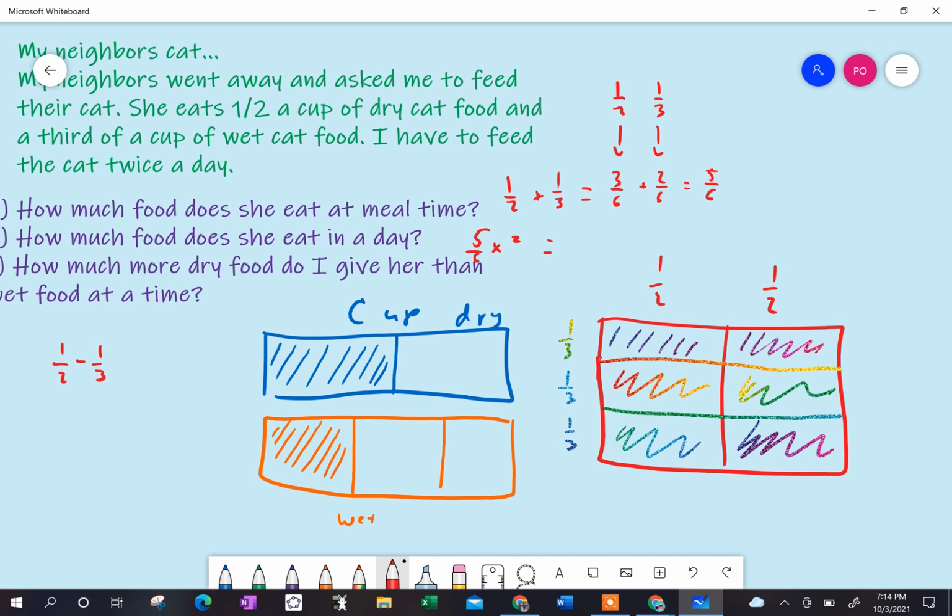Anyway, if you're interested in knowing about my neighbor's cat, now you know. And if you're interested in knowing a little bit about adding and subtracting fractions as well as getting equivalent fractions, I hope you learn that as well.